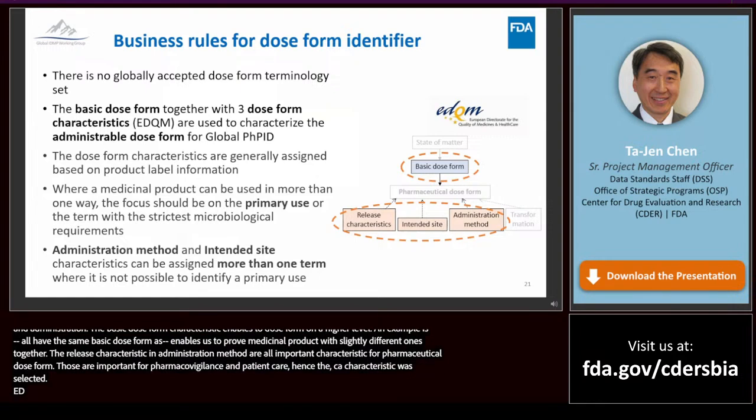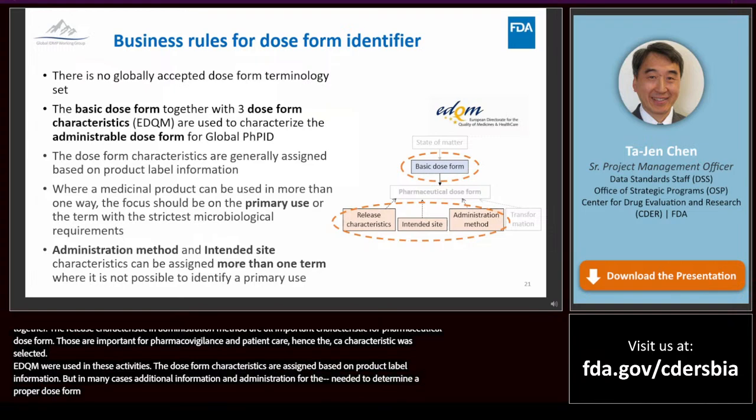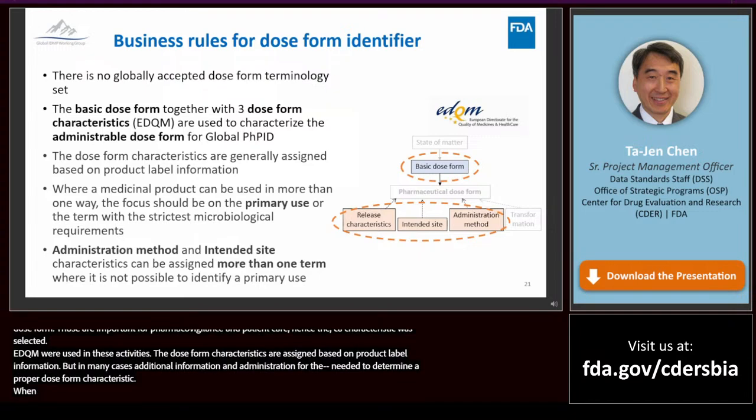The dose form characteristics are generally assigned based on product label information, but in many cases, additional information like dosing and administration from the SmPC or the product insert is needed to determine a proper dose form characteristic. When a product can be used in more than one way, the focus should be on the primary use or the term with more strict microbiological requirement.